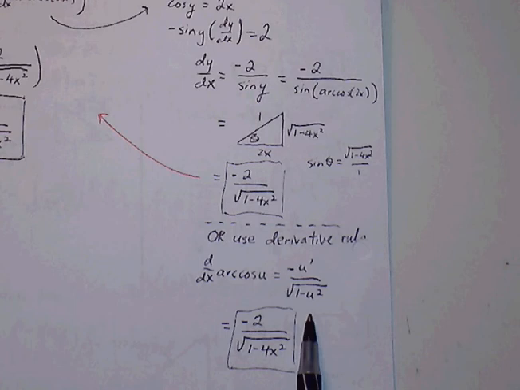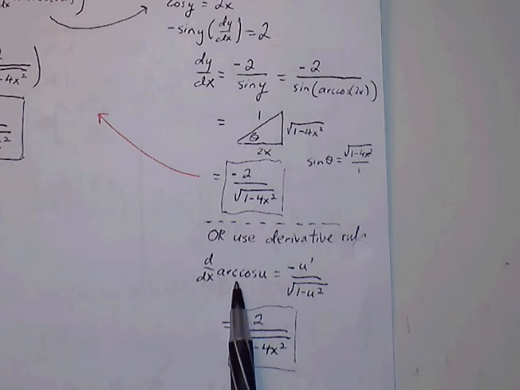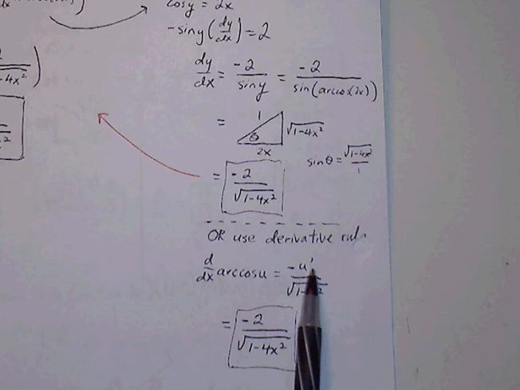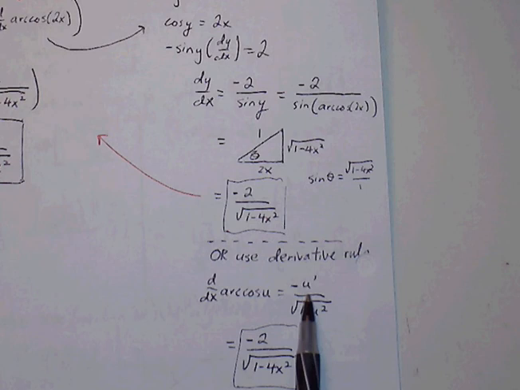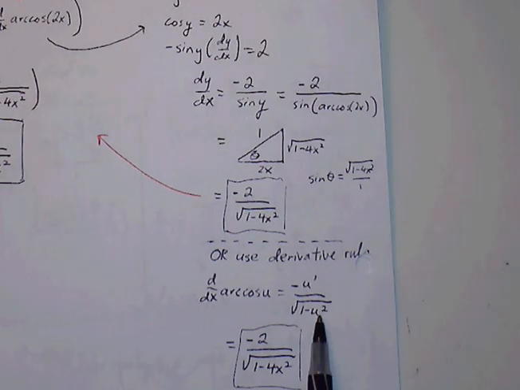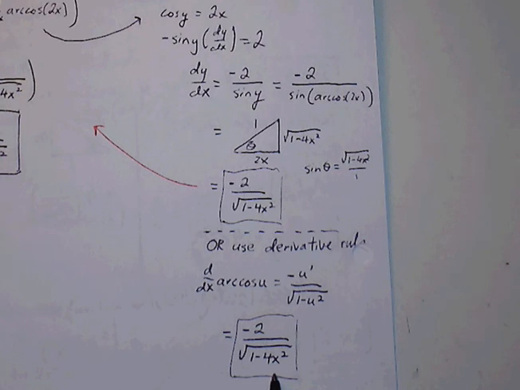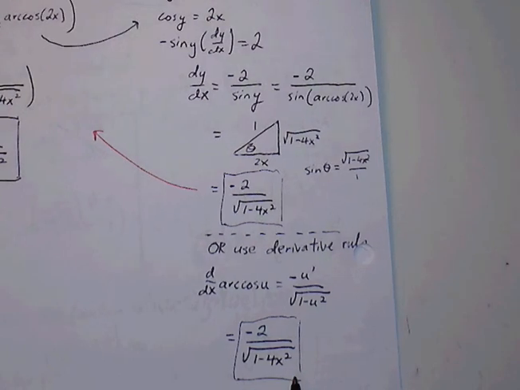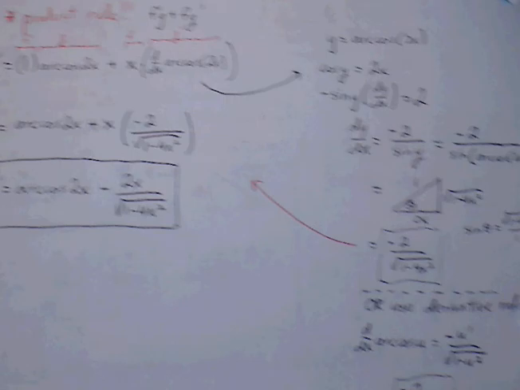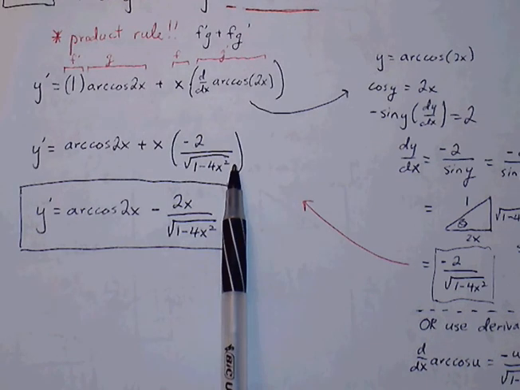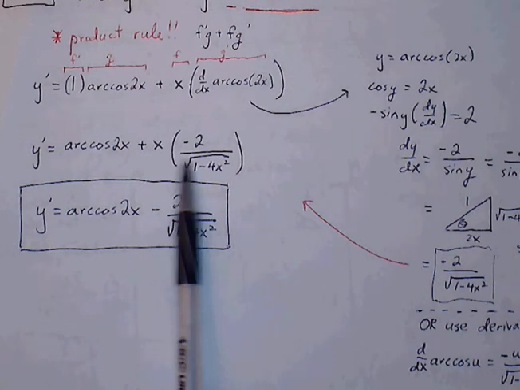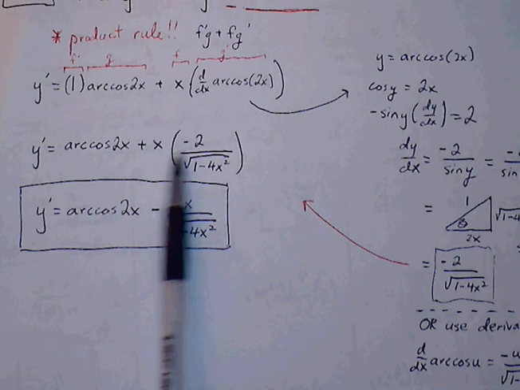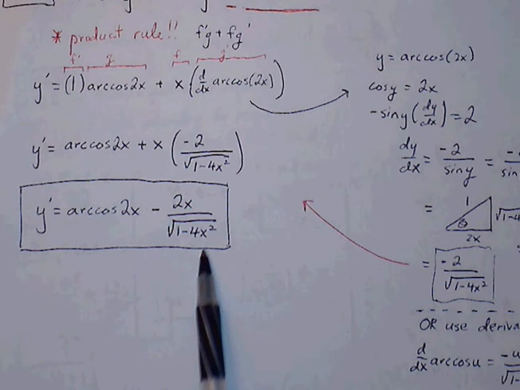Or if we want to go through the derivative rule, that could be a little faster, because we know the derivative of arc cosine of u is simply negative u prime over square root of 1 minus u squared. So our u value is going to be 2x, so derivative of 2x is going to be 2, and u squared, 2x squared, will simply become 4x squared. So it's a little faster to go through a derivative rule here, especially if we're in the middle of a product rule problem. So this is our derivative. We plug back into our problem halfway through. Okay. And then we found the derivative. Now the rest is just trying to clean up. Arc cosine of 2x minus, put this in the same fraction, 2x over square root of 1 minus 4x squared.